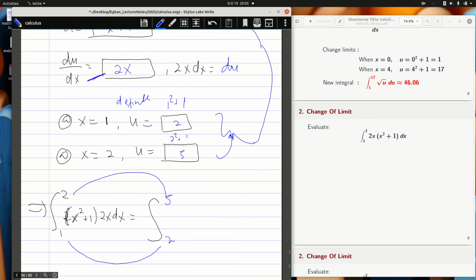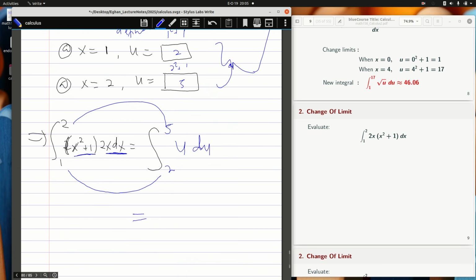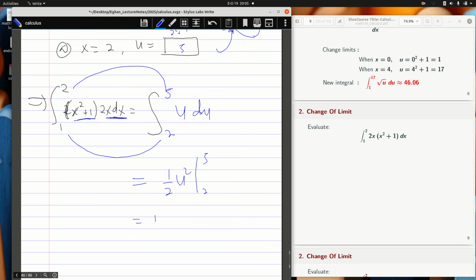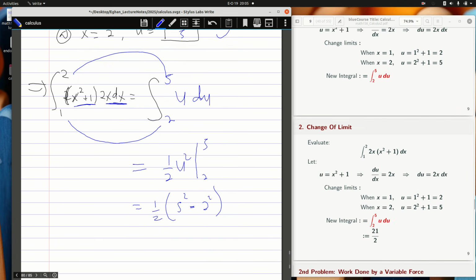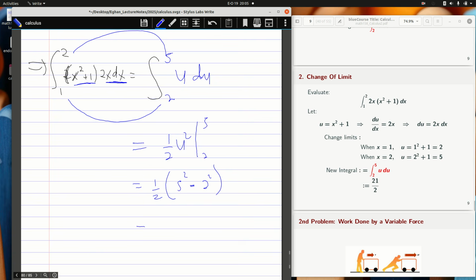The inner expression is u, and this whole term is just du. As simple as that. See how the transformation makes life easier with the integration. So by the power rule, I'm going to get 1 over 2 u squared from 2 to 5. Okay, and that gives me 1 over 2 times 5 squared minus 2 squared, and that should give you some good answer. 5 squared I think is 25 minus 4, 2 squared is 4, all over 2, and that is indeed 21 over 2. I was able to convert this one more easily than example 1.